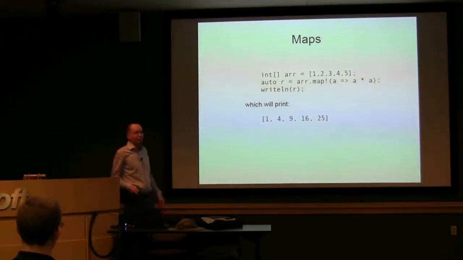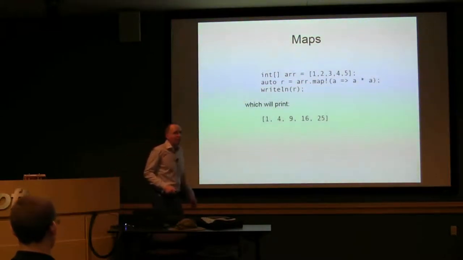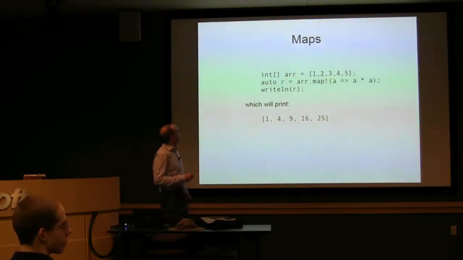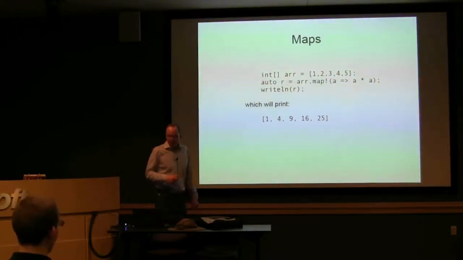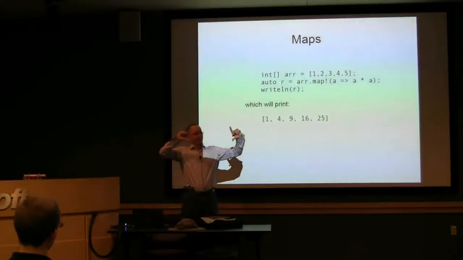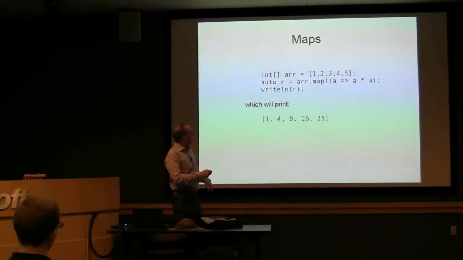So what is the exclamation? What is the what? The exclamation mark. The exclamation mark is, I wish I had a chalkboard here, but in C++, you put angle brackets around your argument. In D, if you have only one argument, you can just put a bang in front of it.